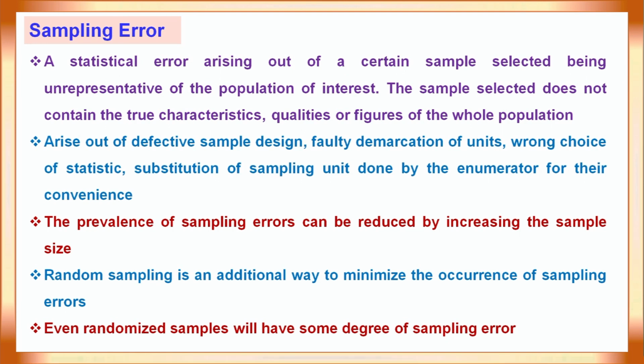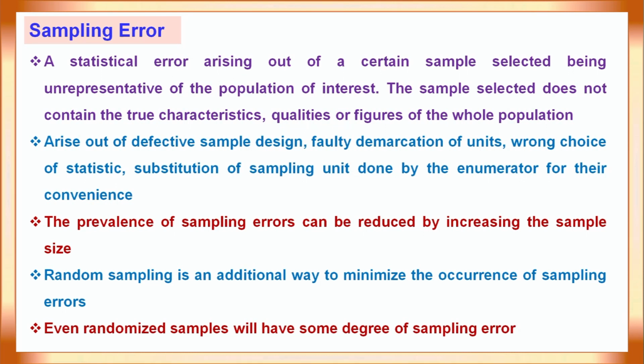So, what are the main reasons of this sampling error, or what are the causes of sampling error? It generally arises out of defective sampling design, faulty demarcation of units, wrong choice of the statistic, or substitution of the sampling unit done by the enumerator for their convenience. This may be the possible reason. And how can the sampling error be reduced? The prevalence of sampling error can be reduced by increasing the sample size.